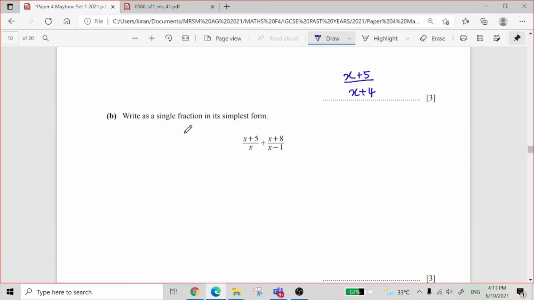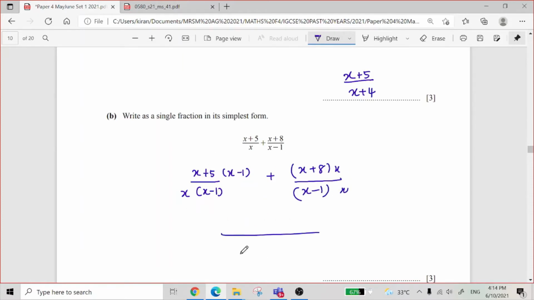Write as a single fraction in its simplest form. Okay, so for this question, you have to equate the denominators. So this part we have to multiply by x minus 1, plus x here with times x, and then x minus 1 here with times x. Okay, we add. So since we have the same denominator, we can put it in the same fraction.